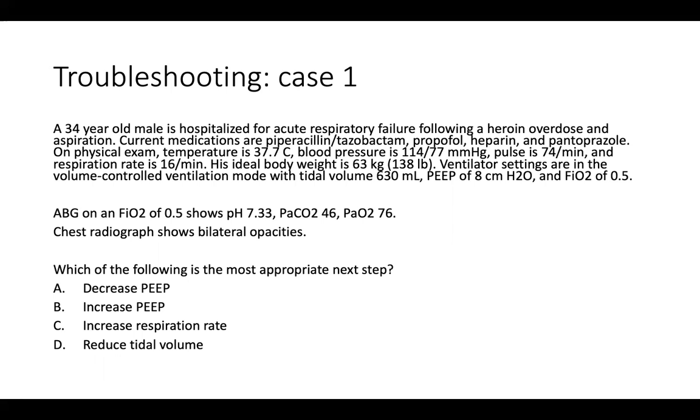Vent settings, he's in volume controlled mode with a tidal volume of 630, PEEP of 8, and FiO2 of 0.5. An ABG on FiO2 of 0.5 shows a pH 7.33, a CO2 of 46, and an O2 of 76, and chest x-ray shows bilateral opacities. So which of the following is the most appropriate next step? Decrease your PEEP, increase your PEEP, increase your respiratory rate, or reduce your tidal volume.